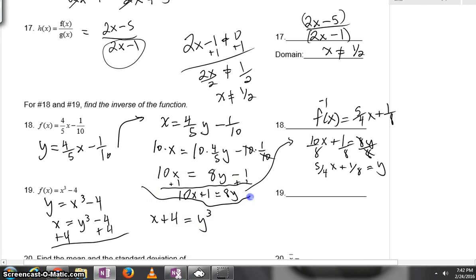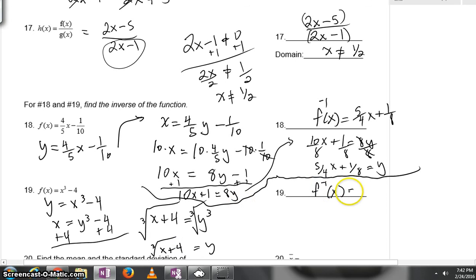Solving now, if you want to get your y all alone, you need to get rid of that third power. And the way we do that is we take a third root. So you'll have y is equal to the third root, or the cube root, of x plus 4. Final answer will be f inverse is equal to the cube root of x plus 4.